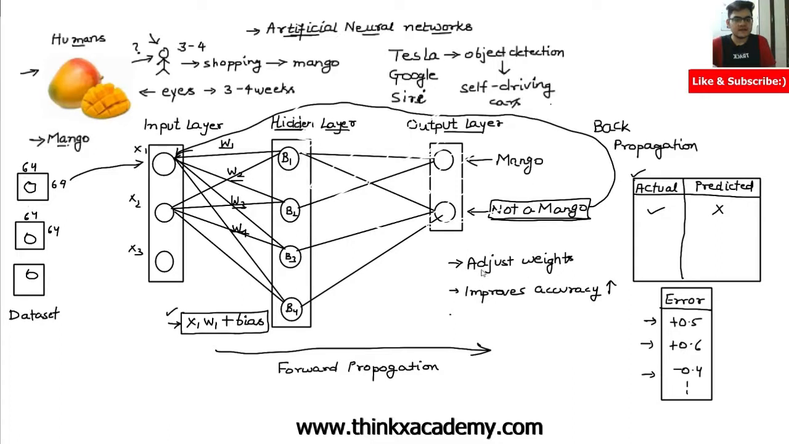So this is basically how we train a neural network to make predictions, and the more a neural network is trained, the better it will be able to predict. Same as with a human also: the more you see an object and the more you are introduced to that object, the better prediction you will be able to make.